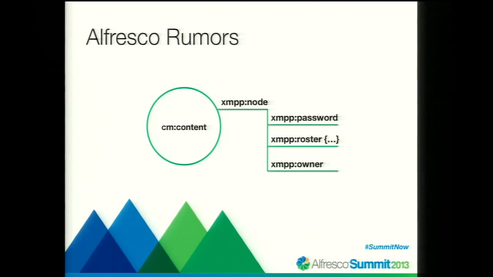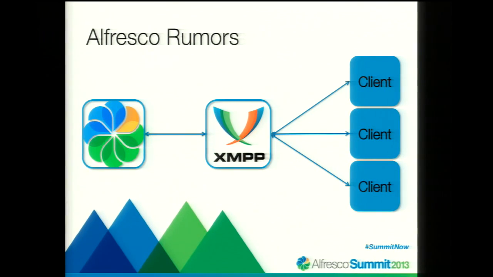We have a password, which is a generated password. It's encrypted and stored on the node so that no one will be able to see what that randomly generated password is. We keep the list of the roster, which is a collection, but we've done them in pairs. In each pair, we have the Alfresco username and the user account name, and then we specify who the owner of that content node is.